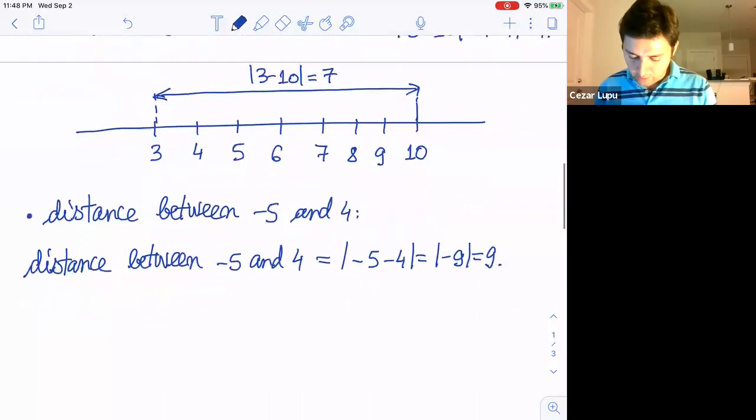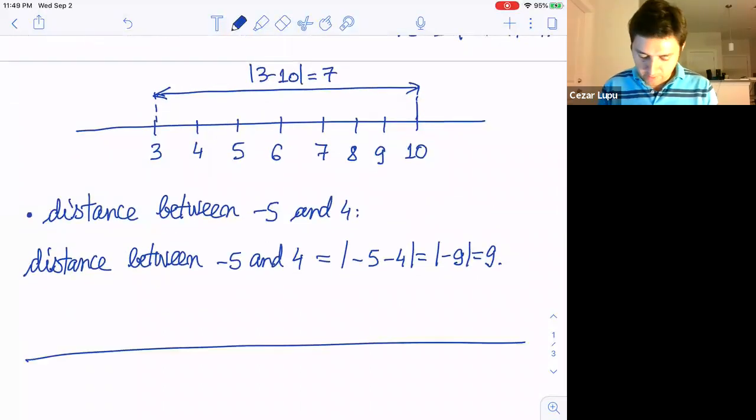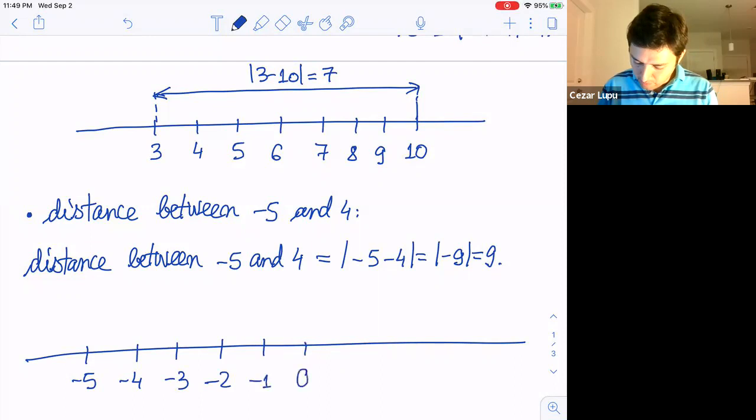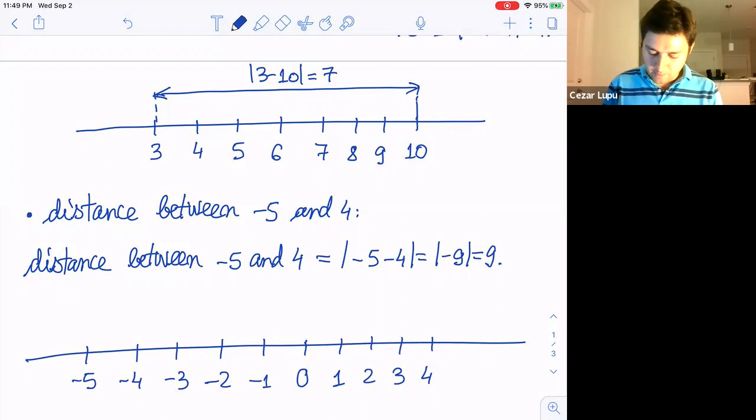Again, if you want to draw a picture so that you can see it better, let's put here negative 5, negative 4, negative 3, negative 2, negative 1. Here will be 0, 1, 2, 3, 4, and 4, right?